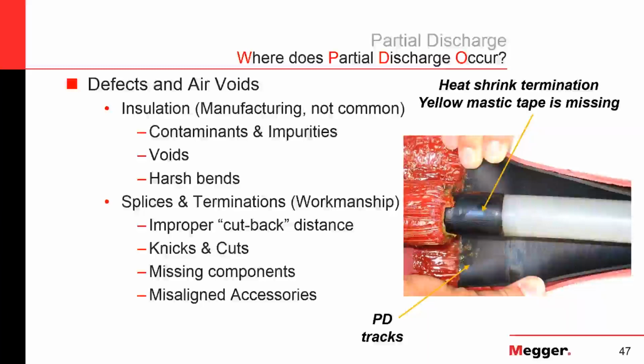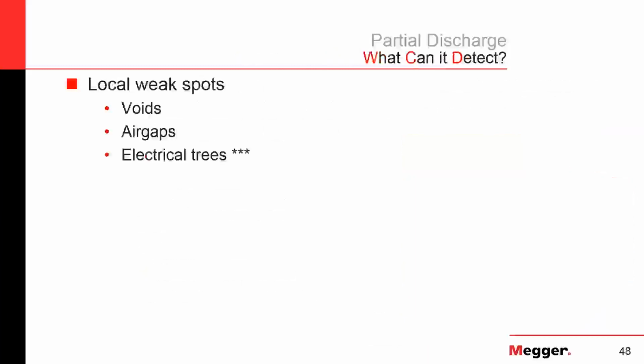Nicks and cuts, if the semiconducting peeling tool is set just a little bit too deep, you put nicks and cuts in the insulation, eventually that'll be a nice spiral partial discharge path there. Missing components, as we see here, there's some mastic tape missing. Misaligned accessories, I've seen this with pre-molded splices where the installer did not center the splice over the crimp body, and eventually that cable failed.